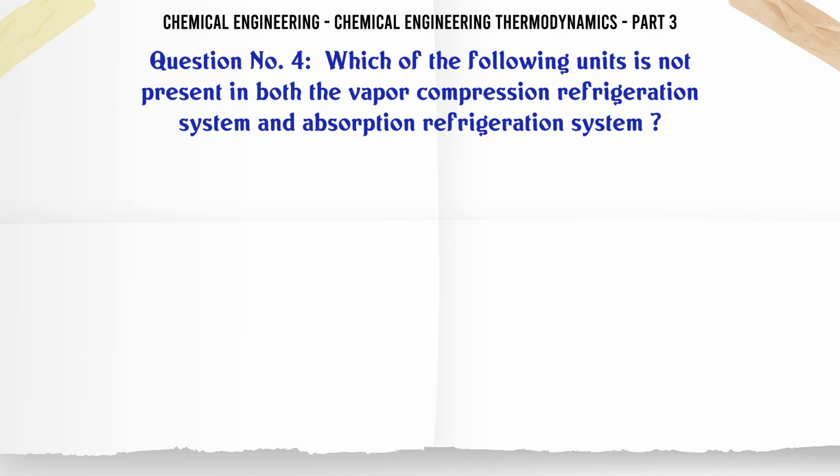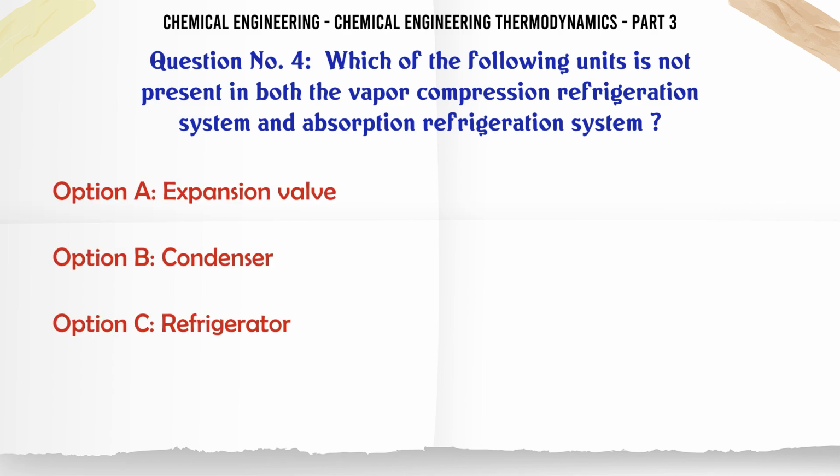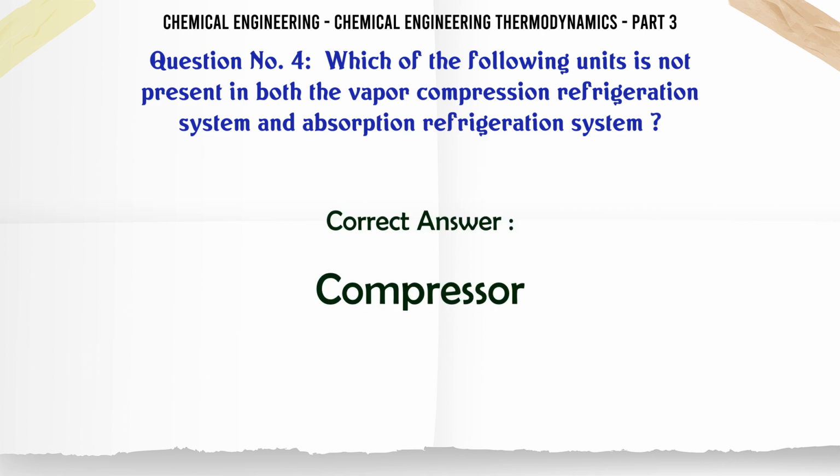Which of the following units is not present in both the vapor compression refrigeration system and absorption refrigeration system? A. Expansion valve. B. Condenser. C. Refrigerator. D. Compressor. The correct answer is compressor.